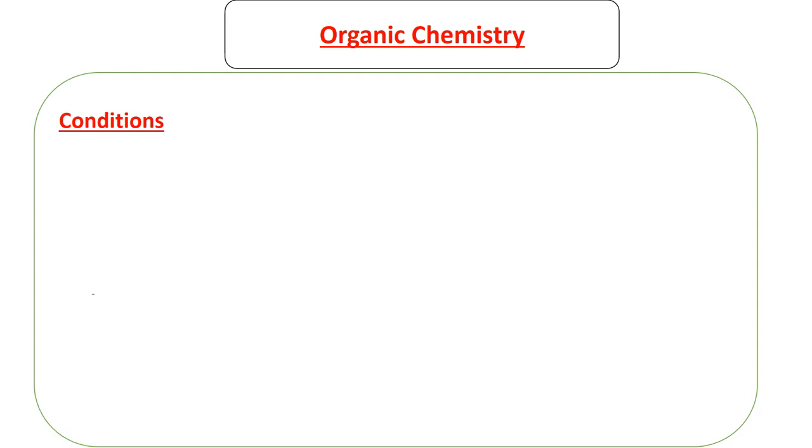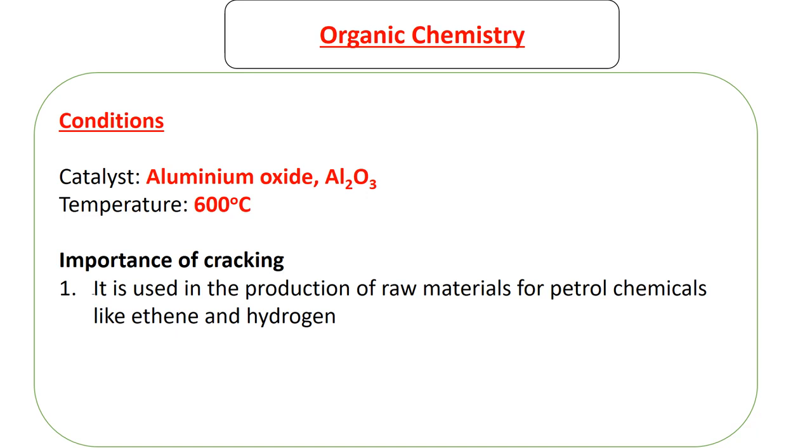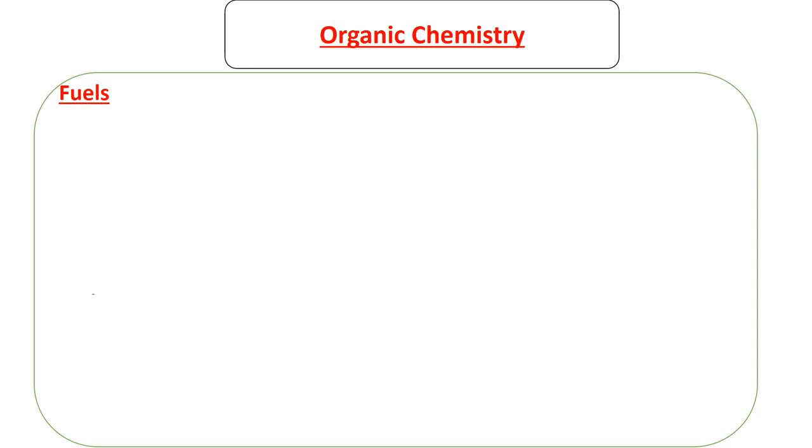So, condition for cracking. For this example, the catalyst is aluminum oxide, the temperature is 600 degrees Celsius. What are the importance of cracking? First, it is used in the production of raw materials for petrochemicals like ethane and hydrogen. Second, it is used in the production of petrol. We end this topic with fuels.